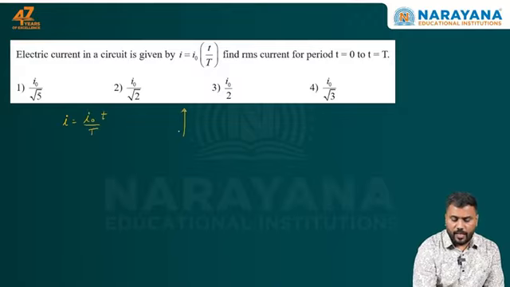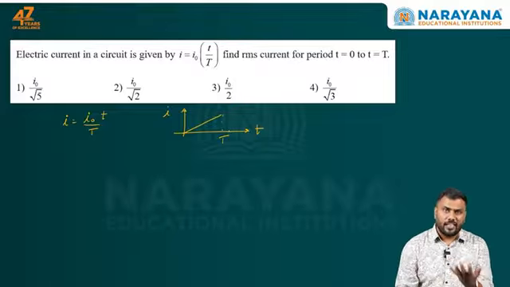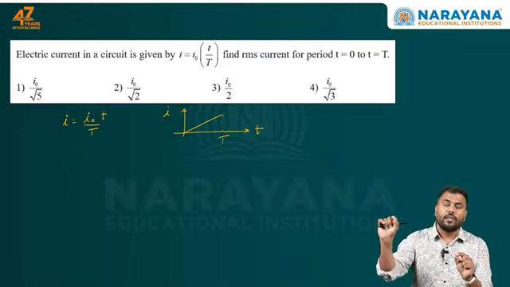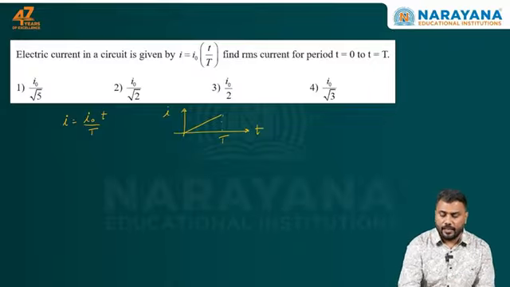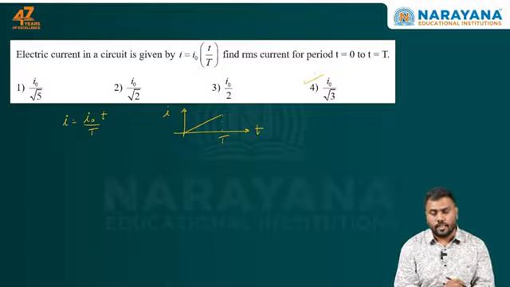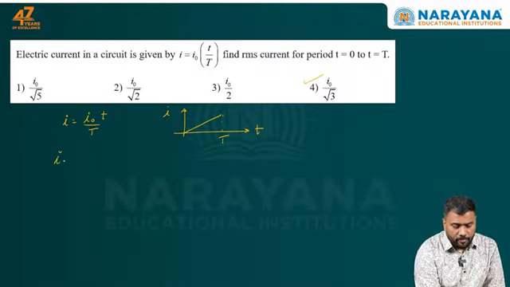If you see the graph of this current versus time, then this current should be linearly increasing up to a time of capital T. So if you know directly that for a triangular waveform, the RMS current is given by peak value by root 3, by that knowledge you can say the correct answer should be option 4. If you want, you can derive the RMS current from basics as well.